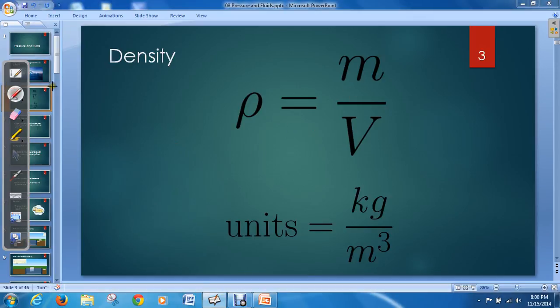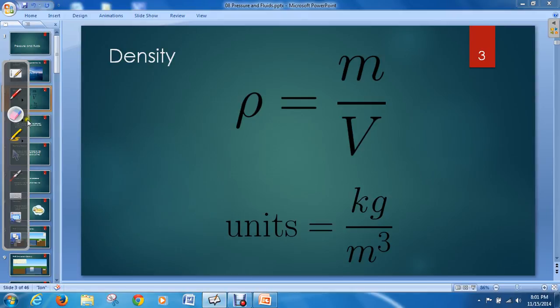How I always teach my students to remember this is that density equals heart. My name is Mr. Hart, but also when you draw a heart and you draw a line through it, you get an M on top and a V on bottom. Maybe that helps a little bit. So that's how I always remember it: density equals heart, and then you put the slash through, and there you go, mass over volume.